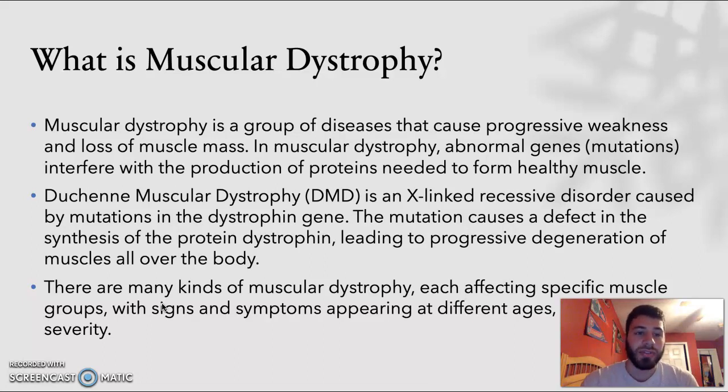Duchenne muscular dystrophy, or DMD, is an X-linked recessive disorder caused by mutations in a dystrophin gene. The mutation causes a defect in the synthesis of the protein dystrophin, leading to progressive degeneration of muscles all over the body. There are many kinds of muscular dystrophy, each affecting specific muscle groups with signs and symptoms appearing at different ages and varying in severity.